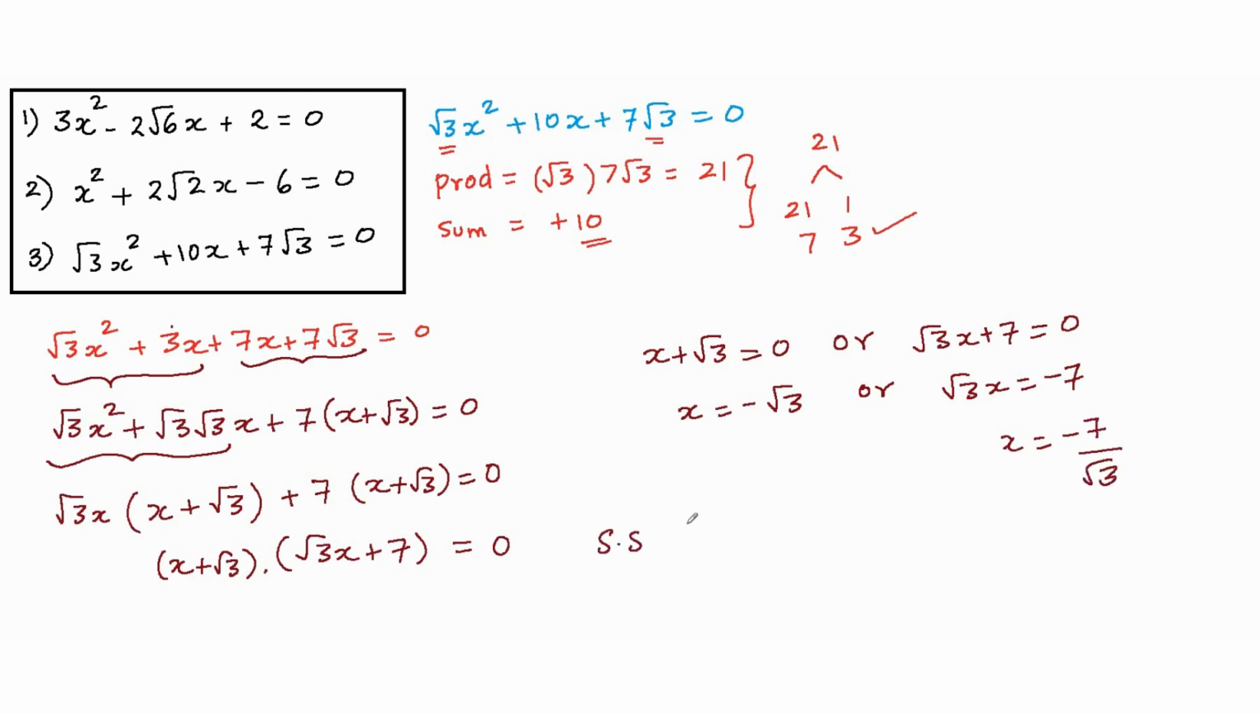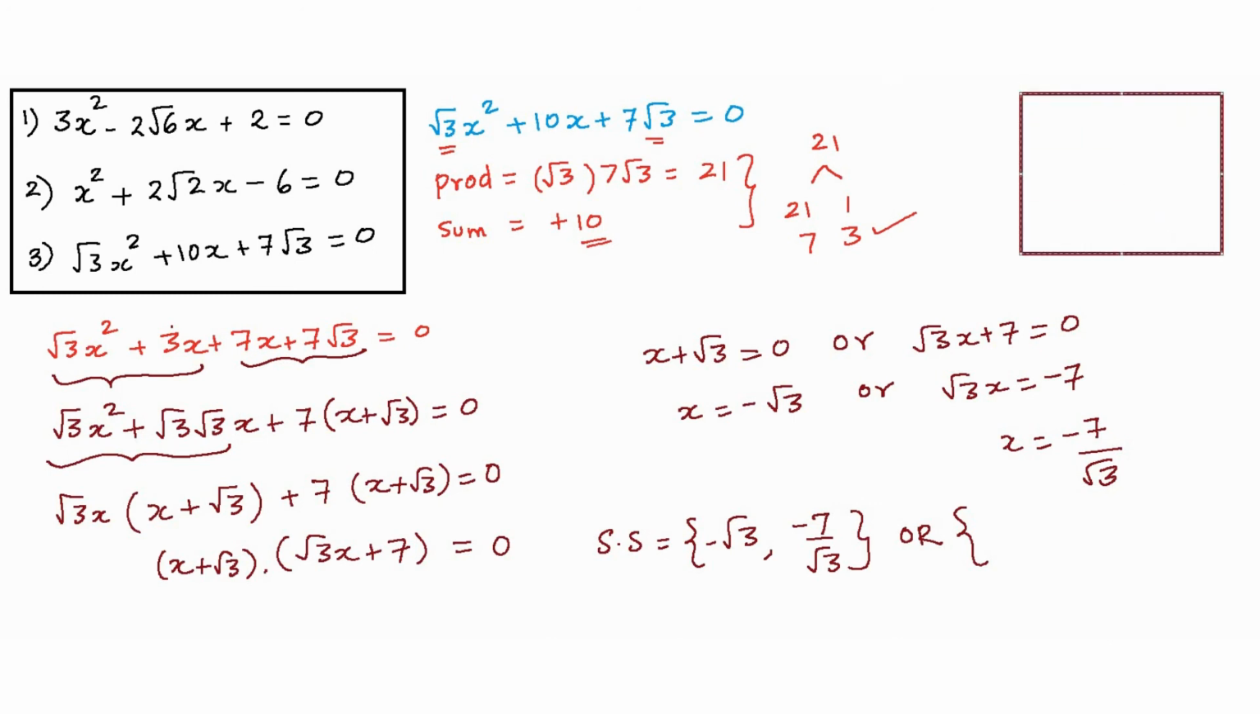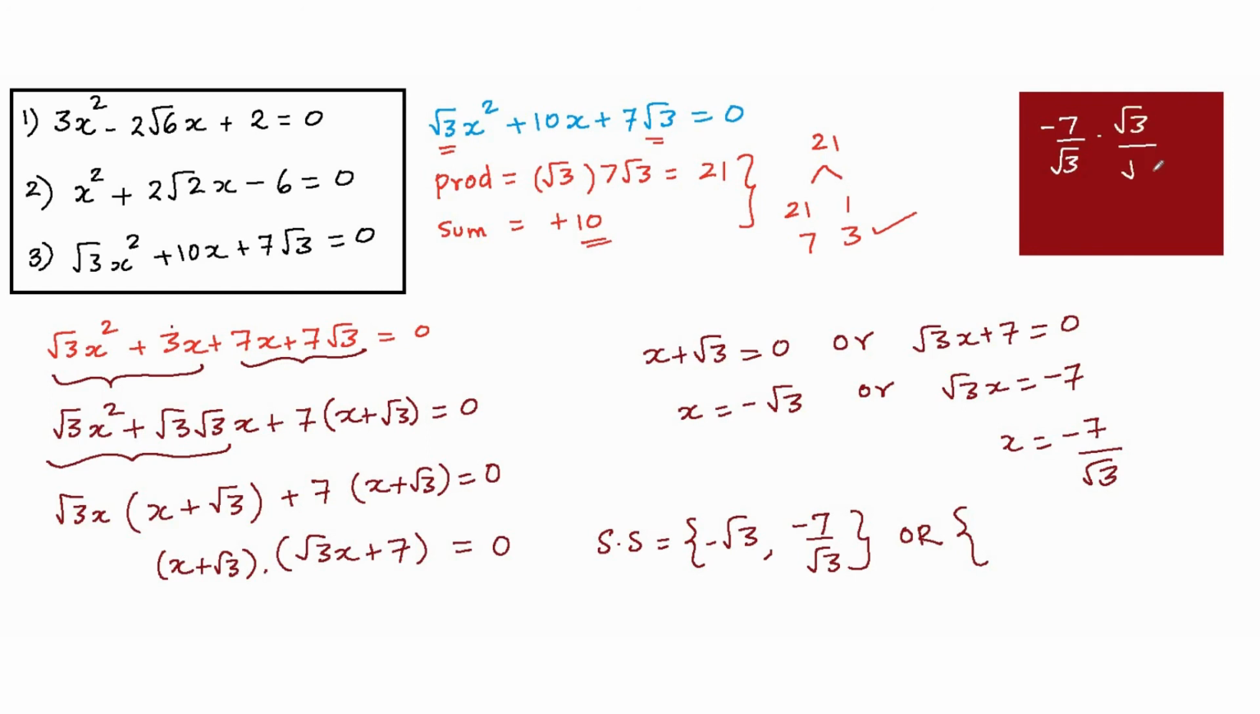Now I can write the solution set as either minus root 3 comma negative 7 by root 3, or I can also decide to rationalize the denominator here. So let me go ahead and rationalize the denominator of negative 7 by root 3. So I have negative 7 by root 3. I will multiply by root 3 and divide by root 3. So I get negative 7 root 3 upon root 3 into root 3 is 3. And therefore the solution set can also be written as negative root 3 comma negative 7 root 3 upon 3, right?